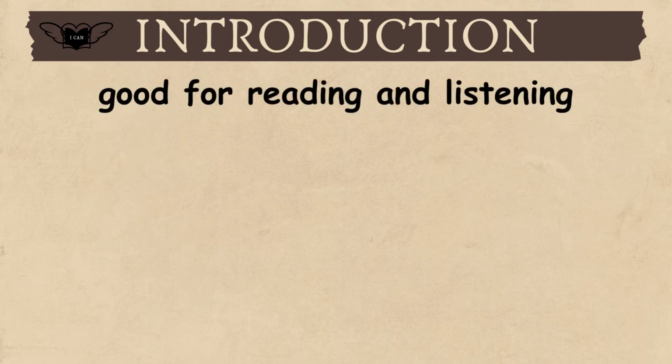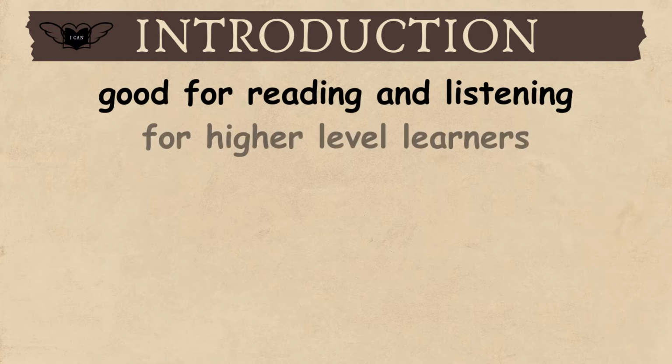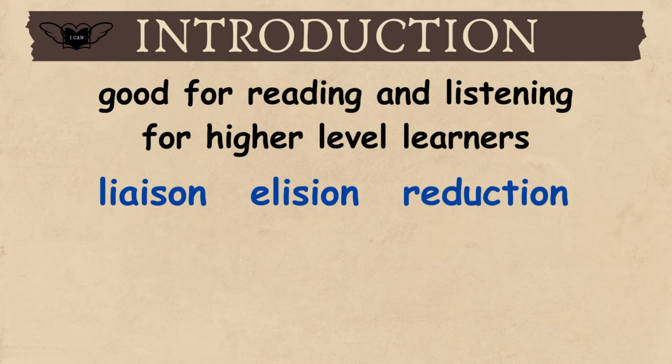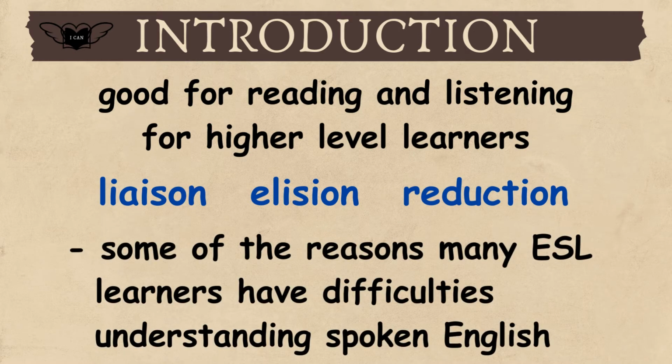This is good for reading and listening as well. Again, this is for higher level students, but it would be good to actually use this for kids, so they can be aware of them. The lessons below: liaison, elision, reduction, are some of the reasons many ESL learners have difficulties understanding spoken English, even if they have studied English for a while.